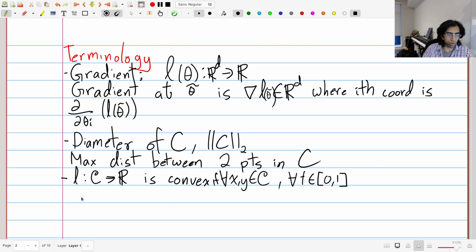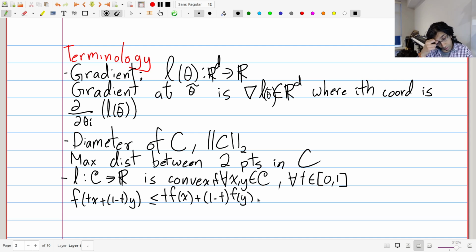then we have the following inequality, that f of tx plus (1 minus t)y is less than or equal to t f(x) plus (1 minus t) times f of y. So roughly what that says is, let me draw the picture that you'll see a million times here. So this is a convex function, and the simplest convex function, or one of the simplest ones, is the quadratic.